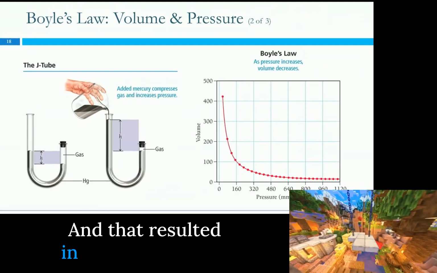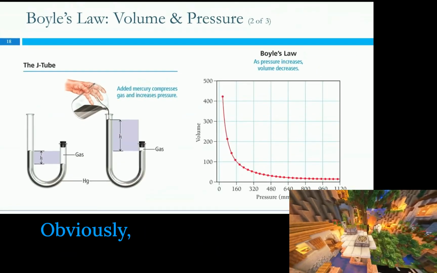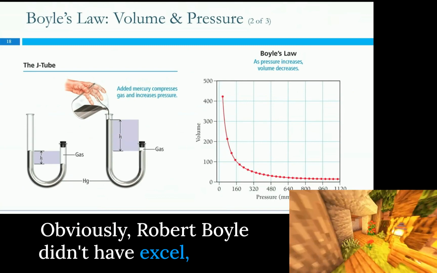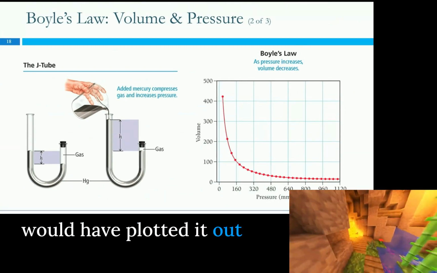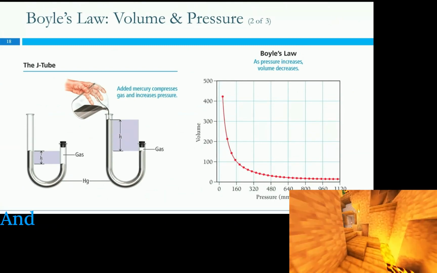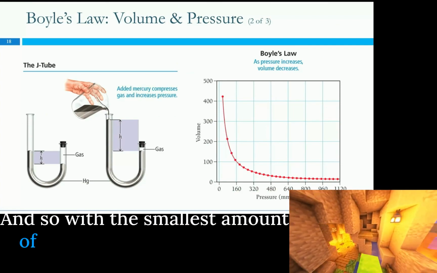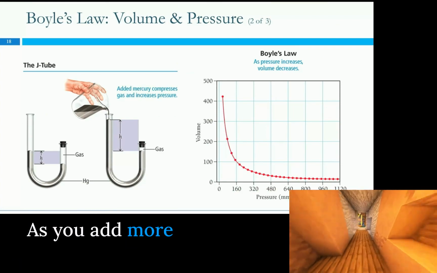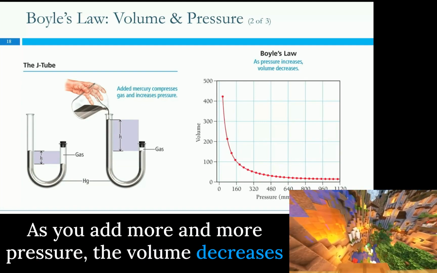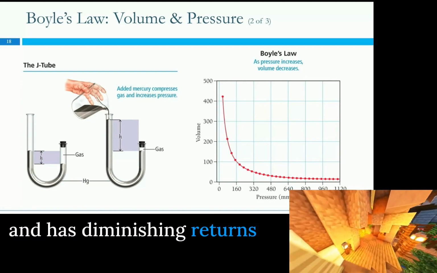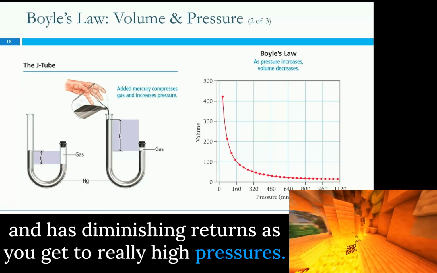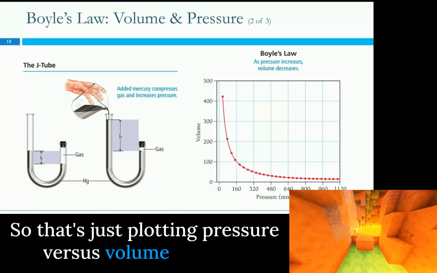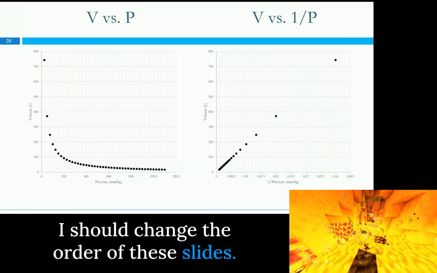And that resulted in a graph like this. Obviously, Robert Boyle didn't have Excel, but he would have plotted it out by hand, something like this. With the smallest amount of mercury, lowest pressure, the volume was the largest. As you add more and more pressure, the volume decreases and has diminishing returns as you get to really high pressures. So that's just plotting pressure versus volume directly. I should change the order of these slides.